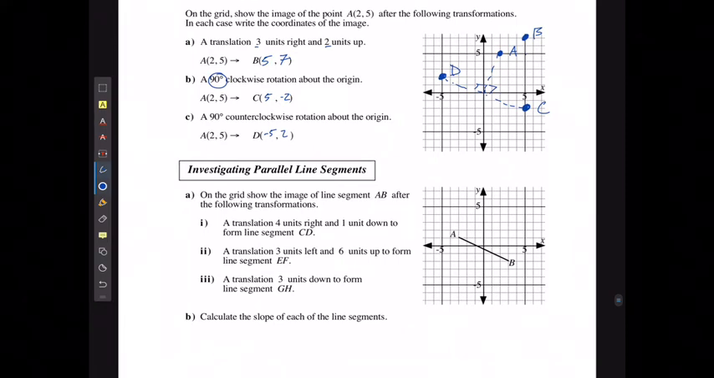If I'm taking a look at investigating parallel line segments, on the grid below, we draw the image of line segment AB after the following transformations. So I'm going to do a translation of 4 units to the right and 1 unit down to form line segment CD. So I'm going to go right by 4, 1, 2, 3, 4, and down 1. I'm going to do the same thing for B: go right 4, 1, 2, 3, 4, and down 1. And because it's a line segment, I'm going to connect this again and say that that is going to become CD.